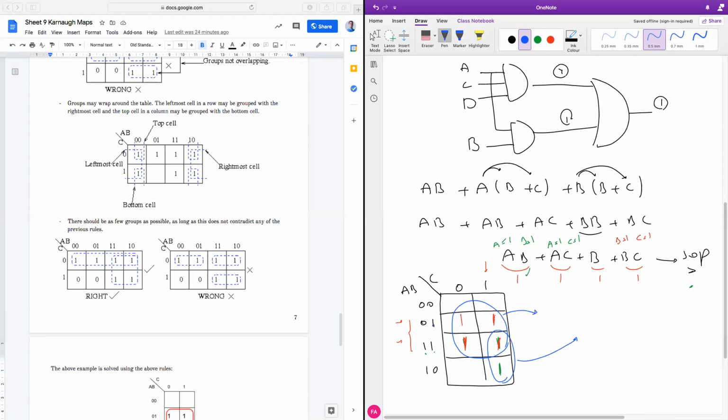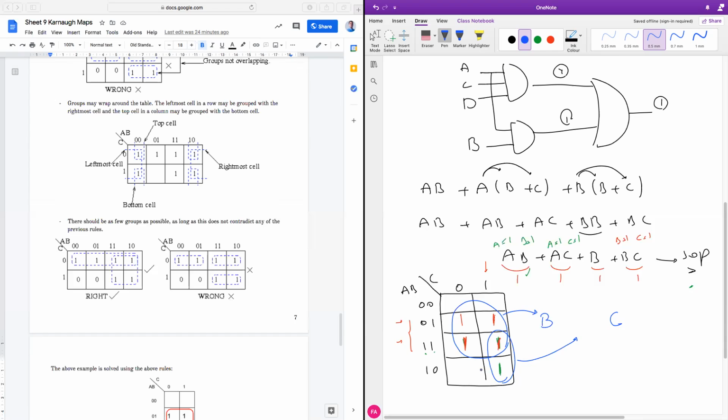The only thing which is important here is B. B must be 1 for all of these 4 ones. This group shows B. When B is 1, you can have this group. All of these ones occur when B is 1, the input B is 1. What about this one? C should be definitely 1. We are in this column. C is 1. Definitely C is 1.